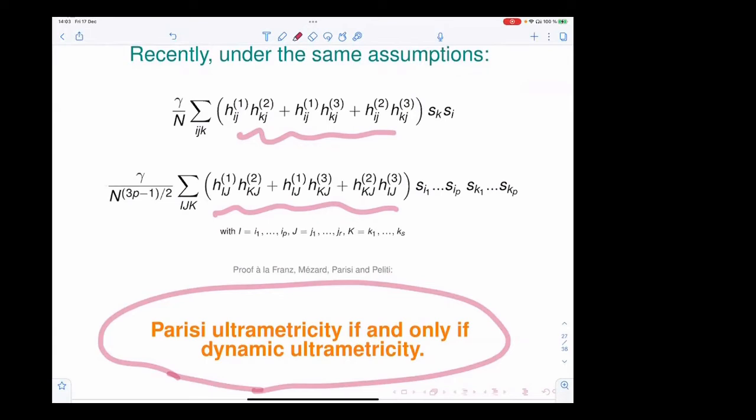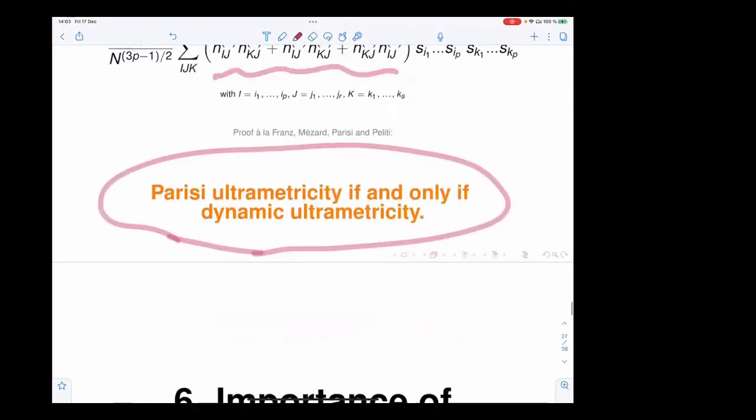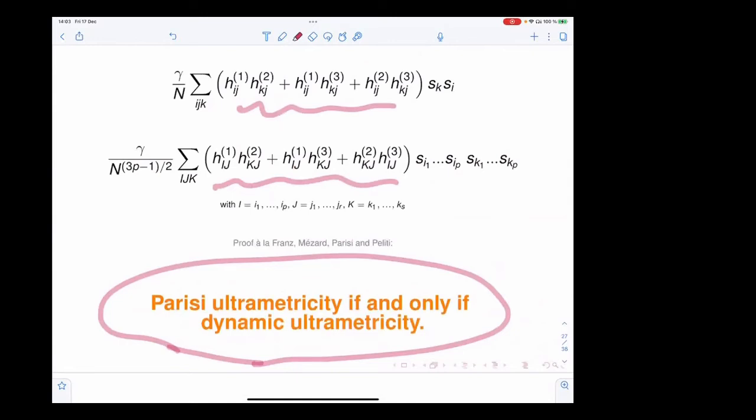So this completes the correspondence. Okay, so bear this in mind. There is a one-to-one correspondence now that is complete between the Parisi solution in finite dimensions and the dynamic scenario I described in finite dimensions.